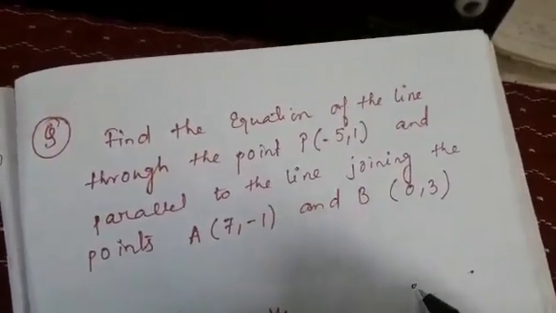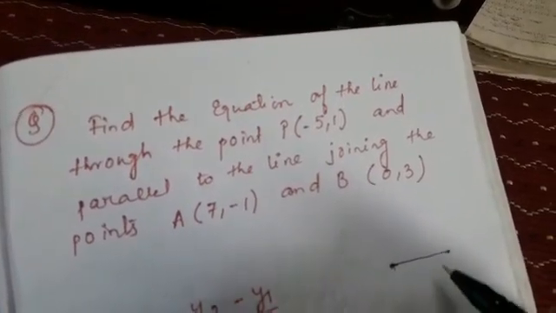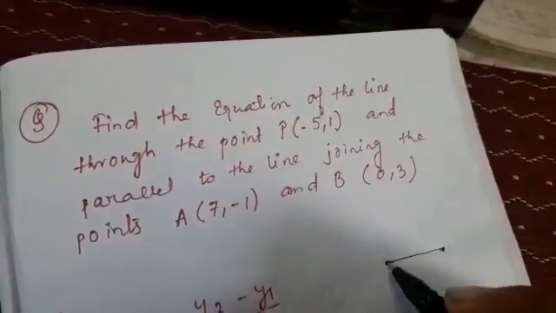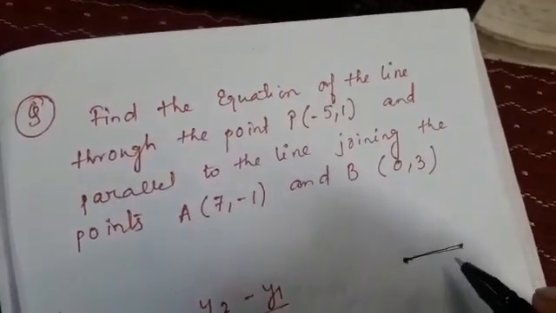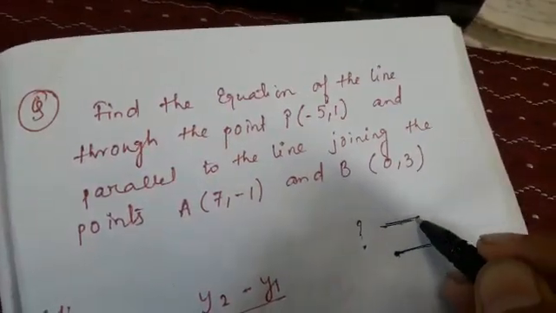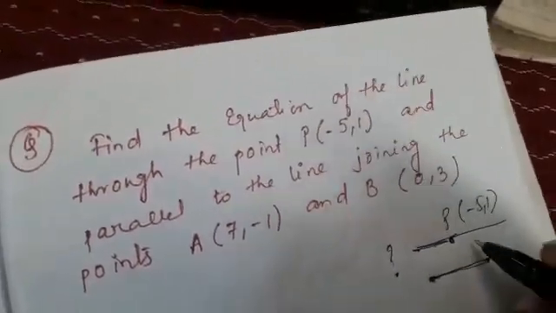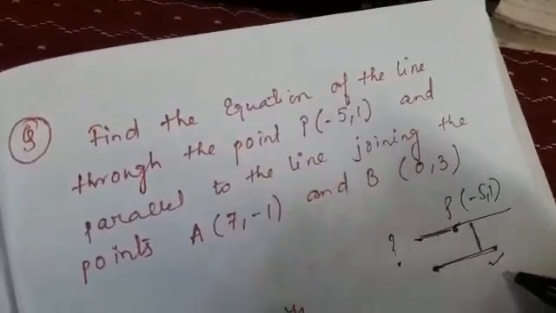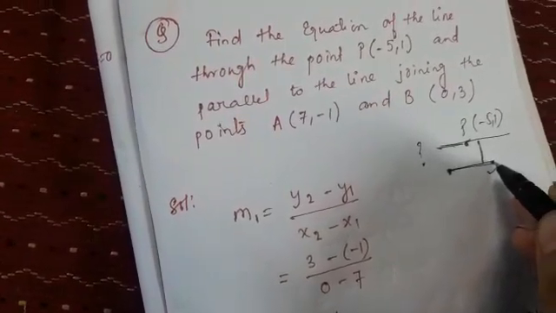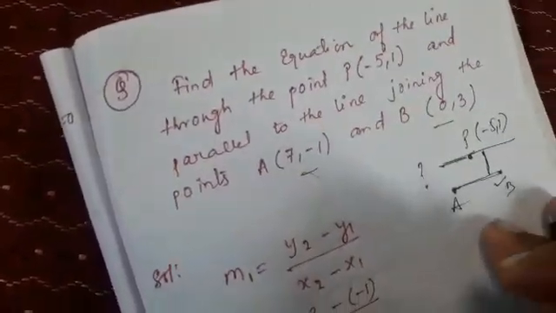two points are given, and joining two points we can easily find the equation of the line. But here the points are given, and joining the points we will get one equation, and we have to find the equation of another line, that is this line, which is passing through this point minus 5 comma 1 and is parallel to the given line. So from the points of the given line, that is this AB, we can easily calculate the slope.